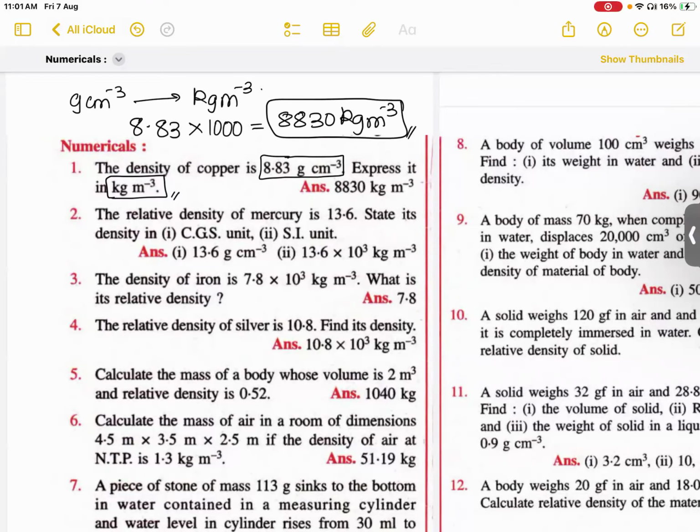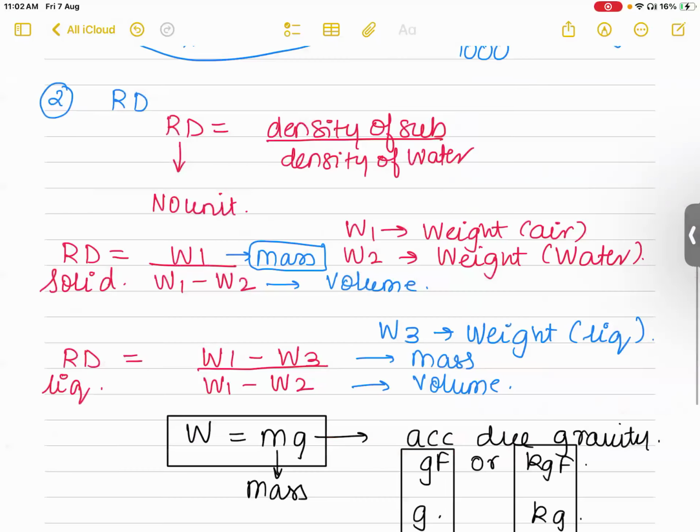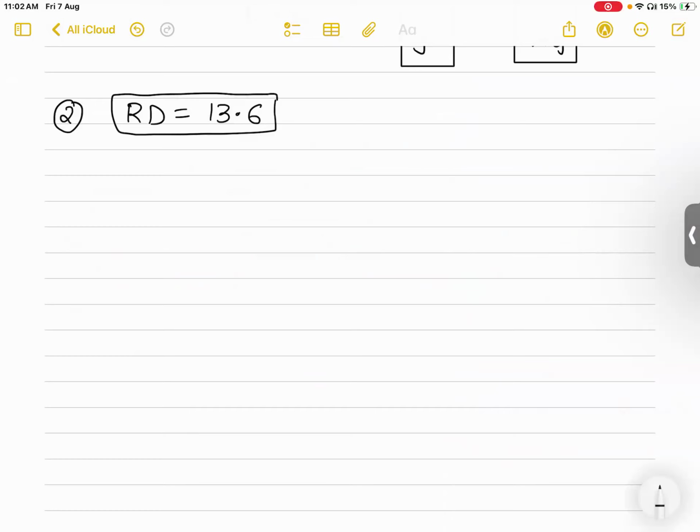Okay, fine. Second question, students. The second question is: relative density of mercury is given to me. Express the density in CGS and in SI unit. So let's make a note, guys, of what all things they have given us. First thing, they have given me the relative density. So we will write it as 13.6, which is my relative density.